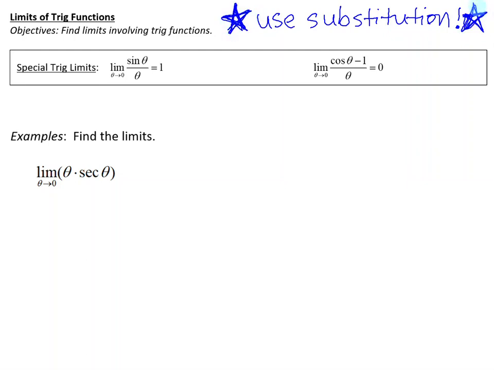Now, often with trig functions, there are some times where substitution won't work. And there are two special trig limits that we want to look out for. Memorize these, know them, and think about using them when substitution doesn't work.